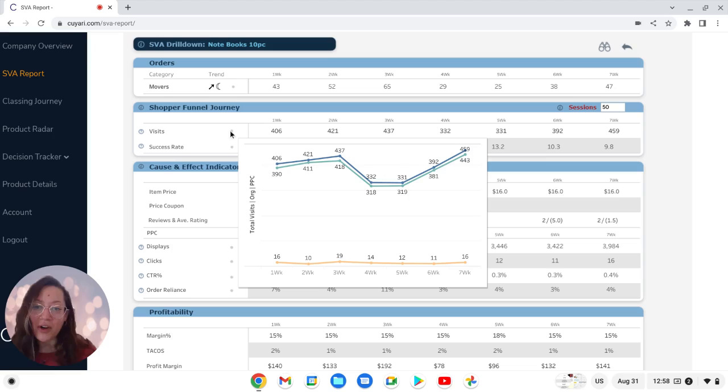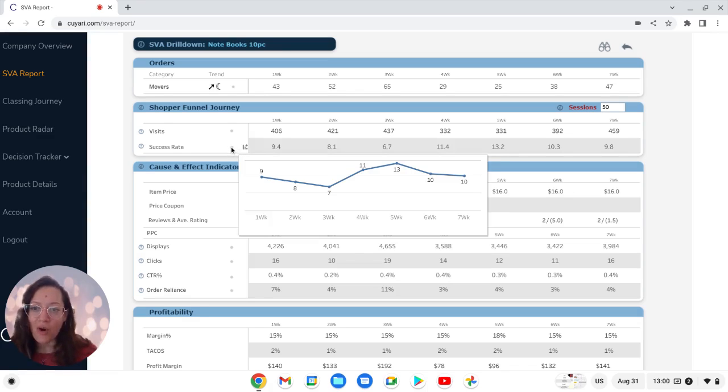By hovering over the dot on the visits, I can see the breakdown of organic and PPC visits and the total number of visits, which is the top line. The green line reflects the organic visits, and the orange line at the bottom is the PPC visits. By hovering over the dot, we can see the success rate of this item, or in Amazon's language, the conversion rate. At Qari, we use the term success rate as it takes into account the number of visits it takes in order to successfully convert into a sale.